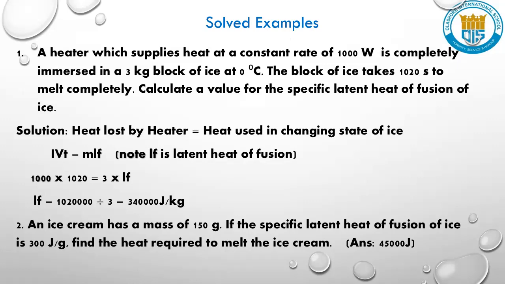L_f means latent heat of fusion. So in this case, because it's a change of state, there's no temperature difference. Temperature will remain constant. And then using your equation, IVT equals mL_f, you will get your L_f as the answer given here, 340,000 joules per kilogram. You can also do it by yourself. The second question here is for you to try. So pause this video and try question 2. If you do it well, you should get the answer given there, 45,000 joules.